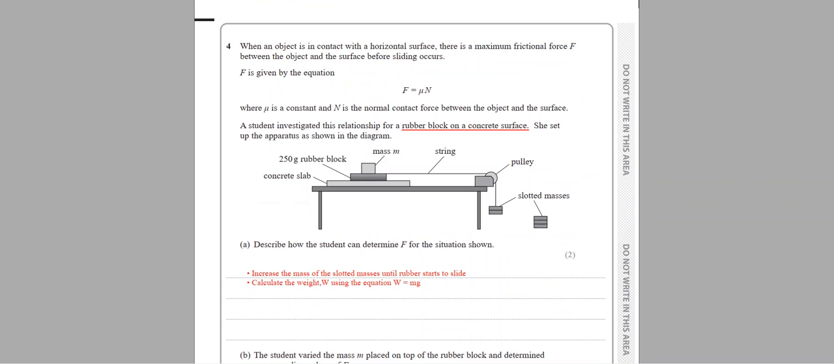Increase the mass of the slotted mass until the rubber just starts to slide. Calculate the weight W using the equation W equals mg, because it clearly says it's the maximum frictional force between the object and the surface before sliding occurs. So just before sliding, the weight will be equal to the maximum frictional force.